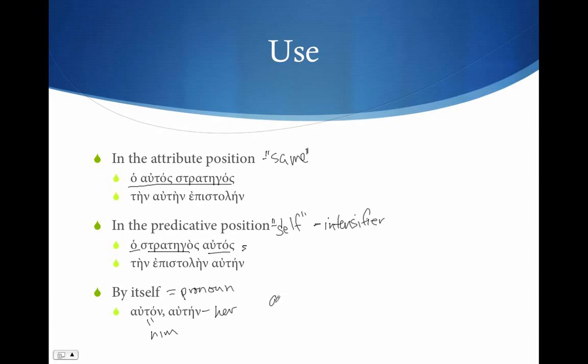So we could have αὐτοῦ. That would be the possessive. That's the genitive, his. Or αὐτῆς, the genitive feminine, her. So in the attributive position, same. In the predicative position, it's self, it's an intensifier, and by itself, it's a pronoun.